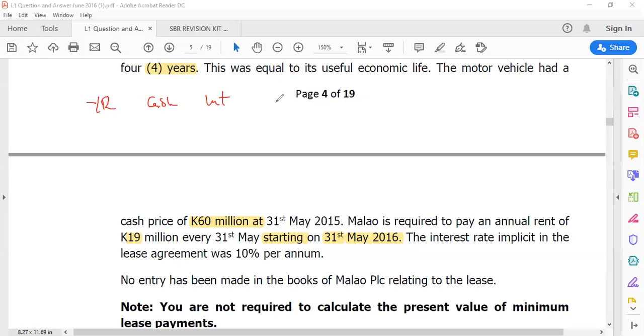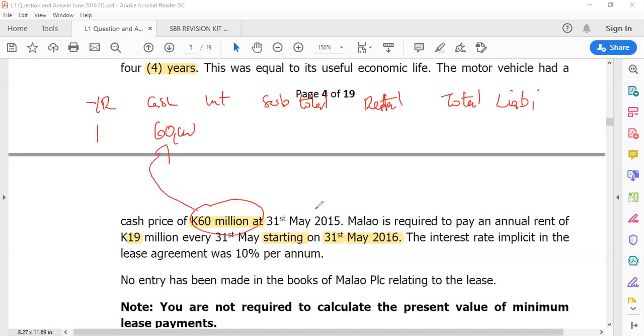What else do we do? We are going to bring in the subtotal here. So the subtotal, you bring it there. What else do you have? You've got the rental. There is a rental payment, whatever it is. And then you've got the total liability, which is going to be the non-current liability in this case. So year 1, the lease is worth 60 million. You see that figure there? You just take it there.